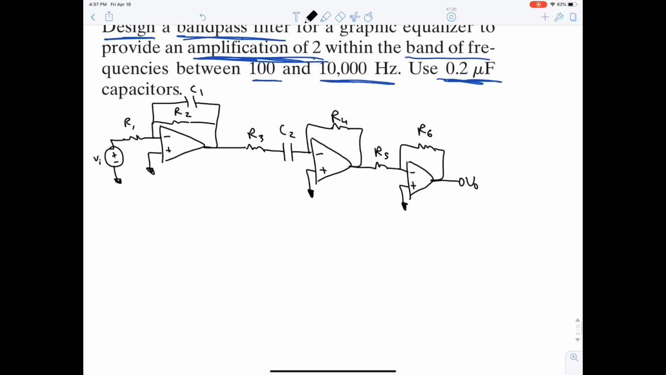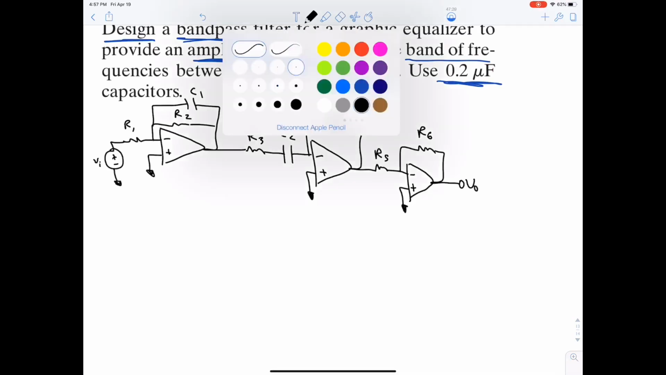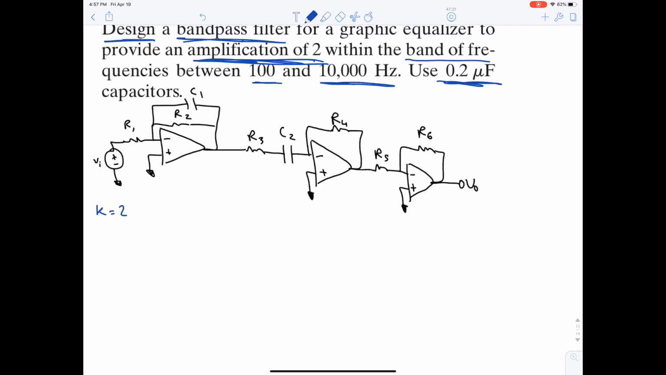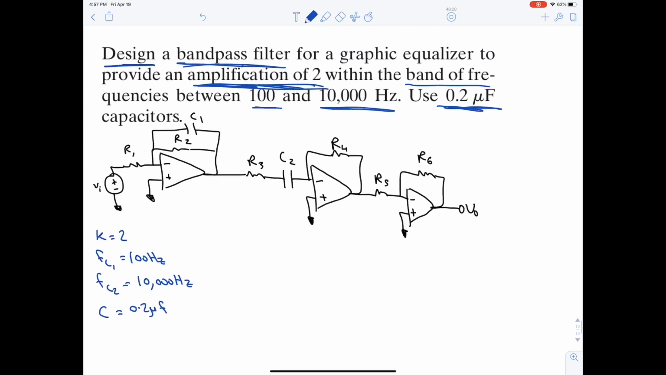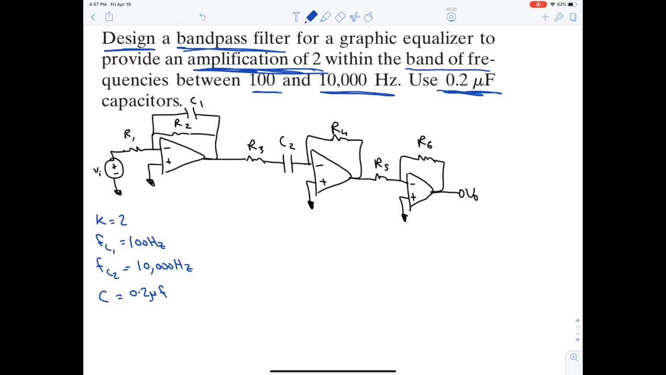Okay, so we were given k is equal to 2. We are given fc1, which is equal to 100 hertz. We are given fc2, which is equal to 10,000 hertz. We are given c, which is 0.2 microfarad. They did not specify what is c1 and c2, so we'll just equate both of them to 0.2 microfarad, and okay, that's it. Now we need to design.